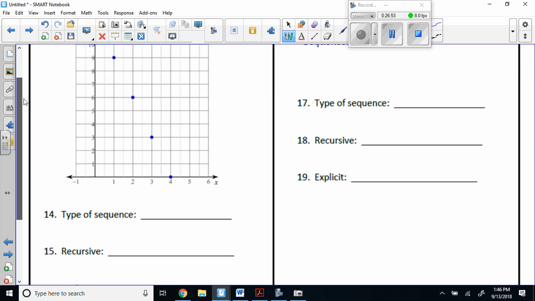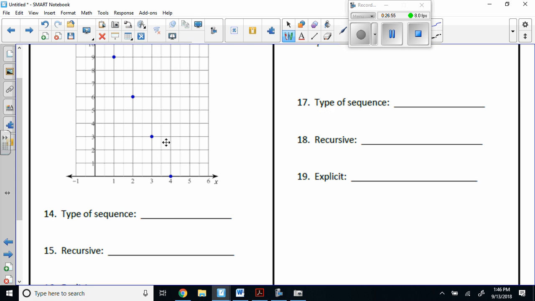All right. What about this one? What type of sequence is this? How you know? Oh, shoot, son. Come on, look. 1, 2, 3 over 1. 3 over 1. That means it's what? Common difference. Look at that. It's arithmetic. And what is recursive? A sub n equals a sub n minus 1 plus what?